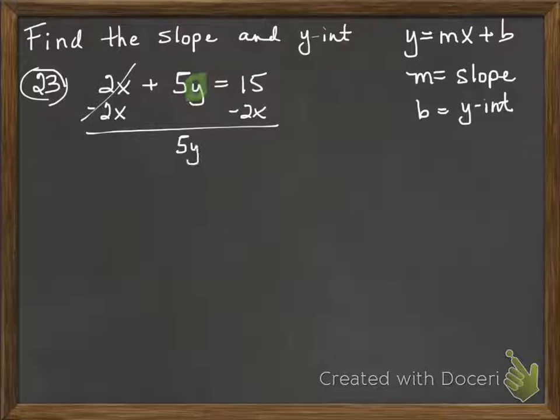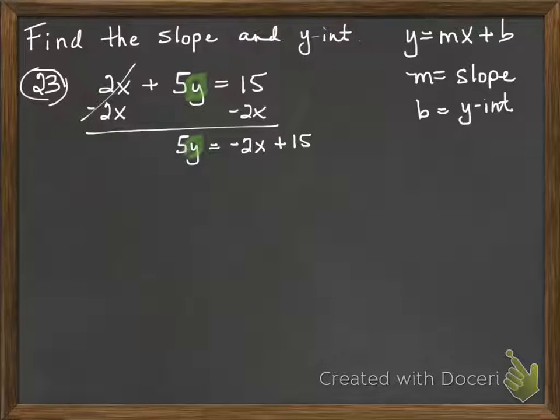And we're going to get 5y is equal to, and since I'm trying to put it in this form, y equals mx plus b, I'm going to write the negative 2x term first, just because that's the way the form of the equation is written. So I have a negative 2x and I have a positive 15. Still trying to solve for y.